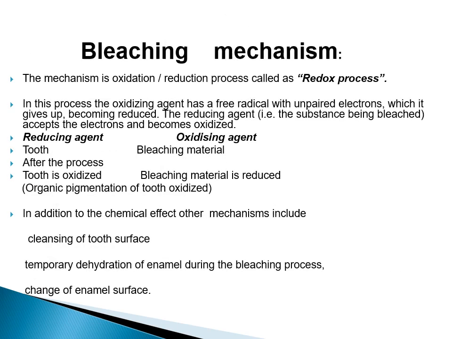Bleaching mechanism. The mechanism is an oxidation reduction process called the redox process. In this process, the oxidizing agent has a free radical with unpaired electrons, which it gives away, becoming reduced. Reducing agent, that is the substance being bleached, accepts the electrons and becomes oxidized. Reducing agent: tooth; oxidizing agent: bleaching material. After the process, tooth is oxidized, bleaching material is reduced. In addition to the chemical effect, other mechanisms include cleansing of tooth surface, temporary dehydration of enamel during bleaching process, and change of enamel surface.